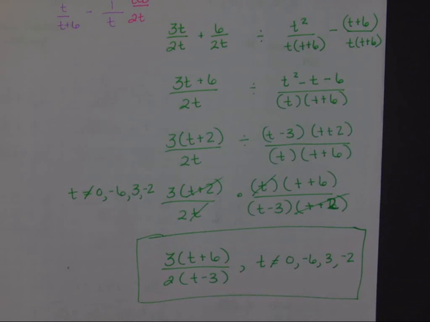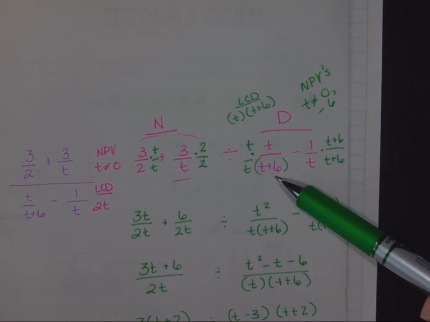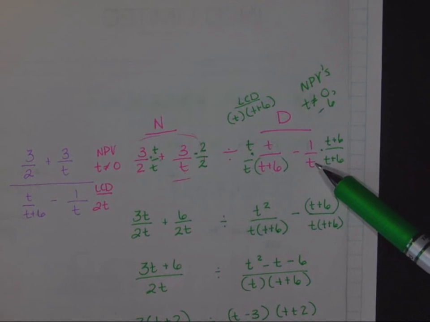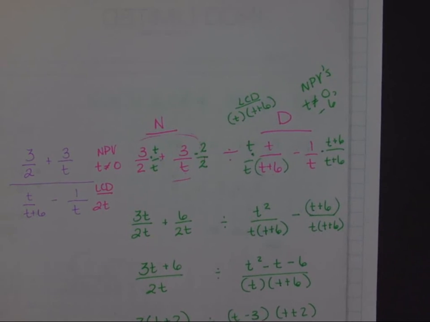I think the big mistake with this one, I'm going to scooch this back to the top, is that people think the common denominator here is just the t plus 6. But there's nothing I can multiply t by to get it to add 6 in, so we have to treat those as two different sets.